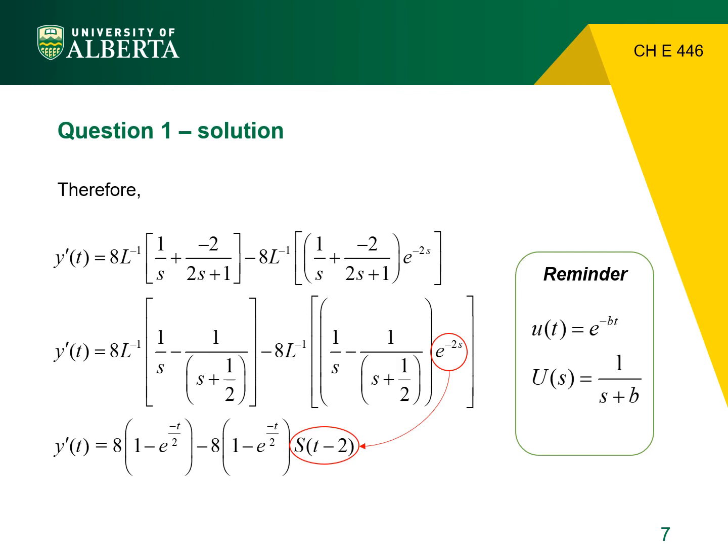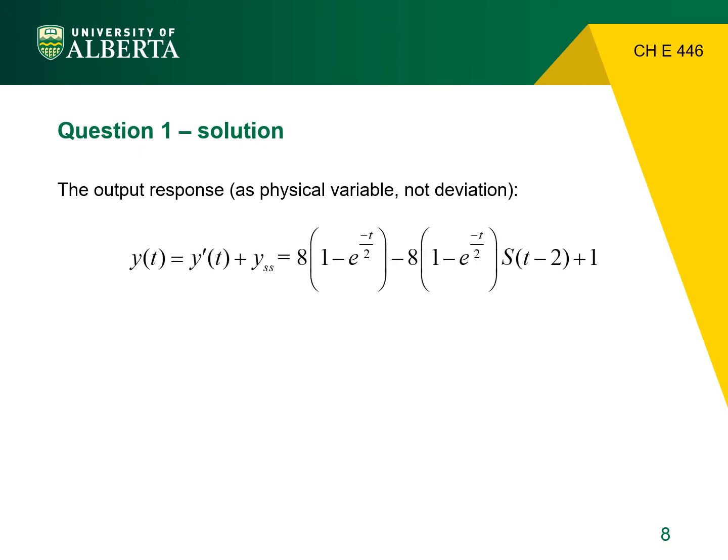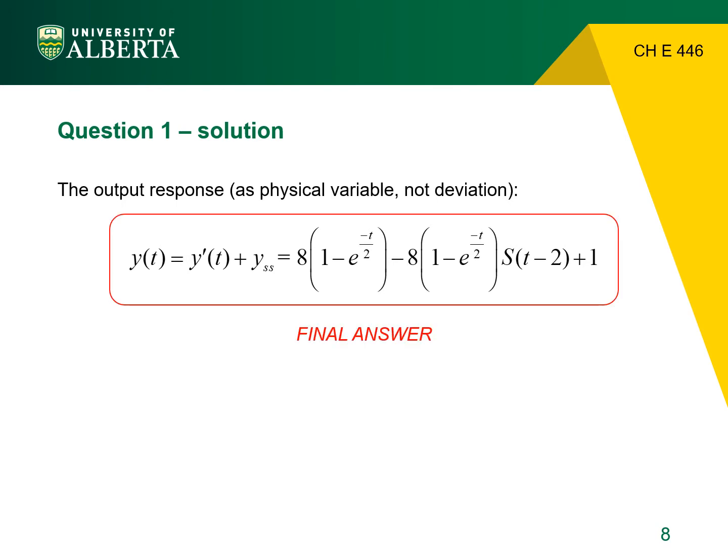Note that the time delay term exponential of minus 2s is shown after inverse Laplace transform by a step function with a time delay of 2. However, this y is still in deviation form as shown by the prime. We need to convert it back to a physical variable, not a deviation variable. And we do that by adding its steady state value, the value 1. Therefore, we have obtained the output response for the given system under the given input signal.